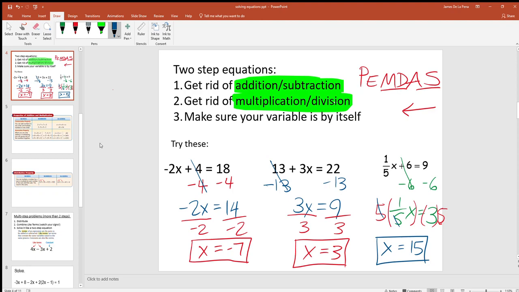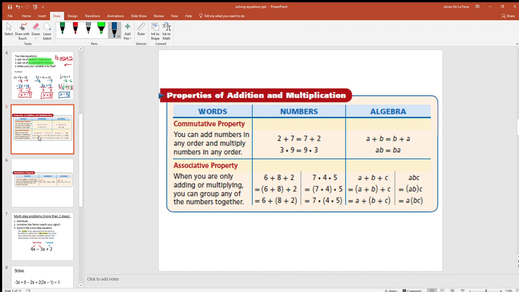Okay, in the last video, we were talking about one and two-step equations, and we were solving by having to cancel out things like addition, subtraction, and then multiplication and division. Here, I want to talk about a couple other things. For one, there are a few properties that we should know for addition and multiplication. Sometimes, and this is worth noting, these are what are called the field properties.